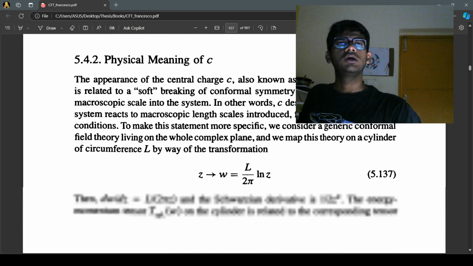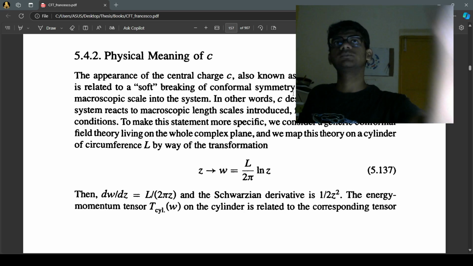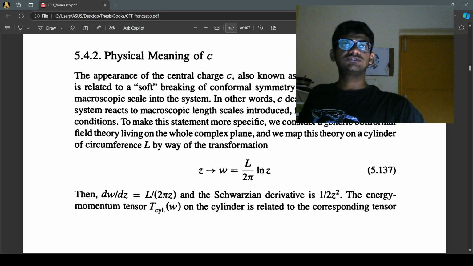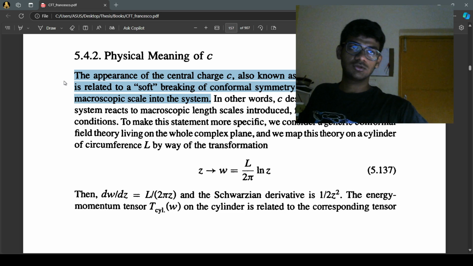Okay. And the physical meaning of the C is remarkable. It's known as a conformal anomaly, and it is related to a soft breaking of conformal symmetry by introduction of a macroscopic scale in the system. So the statement, the physicists being physicists, they don't describe what exactly this means, just sort of give you a feel for it with some connections.